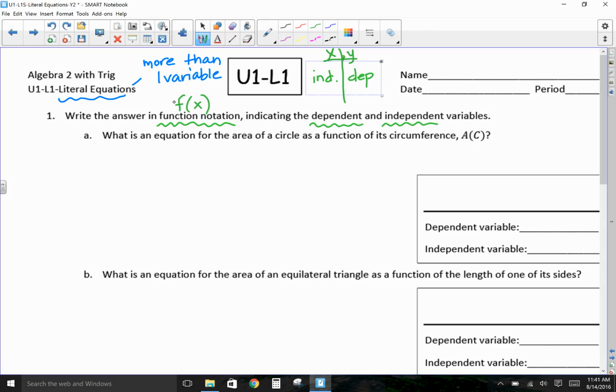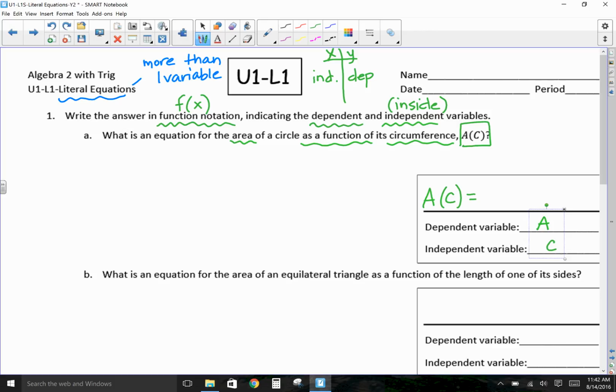Now, in function notation, when you see it like this, I will tell you that the independent variable is always inside the parentheses. So when we have this function notation here, which is what we're going to write here, a of c, inside is the independent, and that leaves outside to be the dependent. Okay, now something else I want to point out here. This says, what is an equation for the area of a circle as a function of its circumference? So notice that it went in order: area as a function of circumference. The way it's written in the sentence basically tells you exactly how to put it in your function notation.